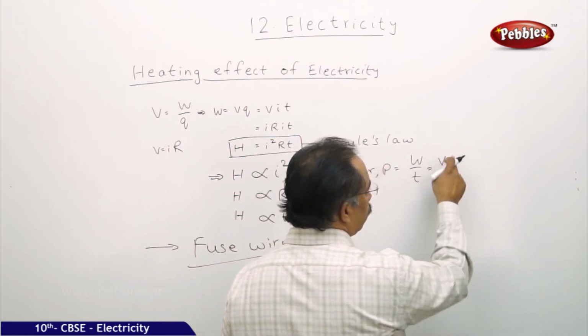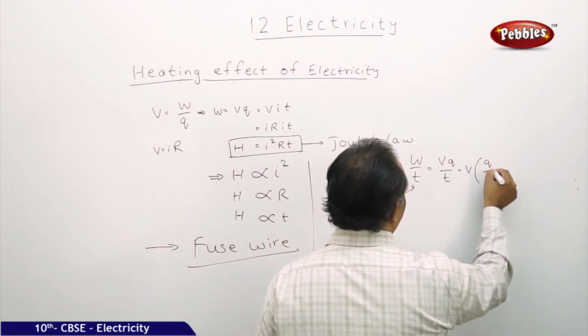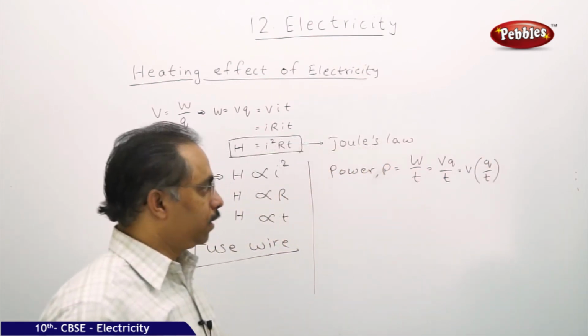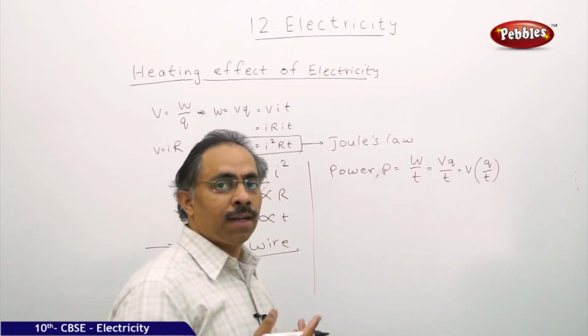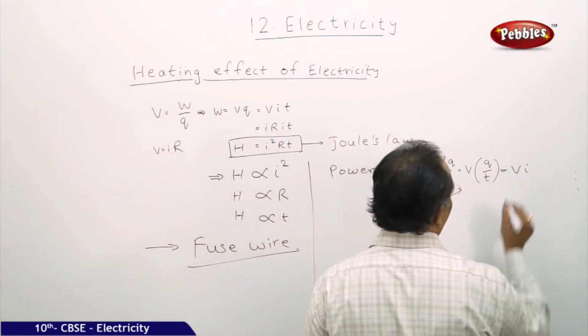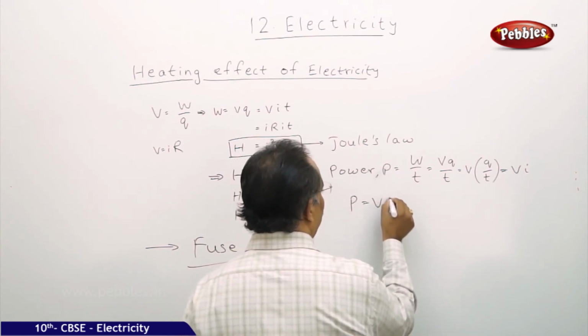I know that Q by T, I can combine and write as Q by T. If I club these two this way, that is nothing but the rate of charge flow. This rate of charge flow is nothing but current. So the same thing I can write as V into I. So power P is equal to V into I.